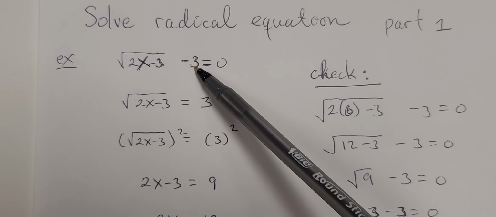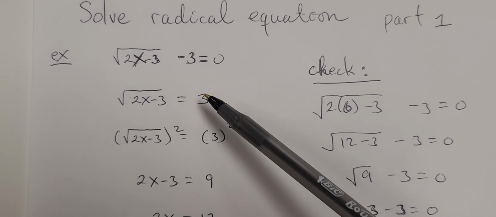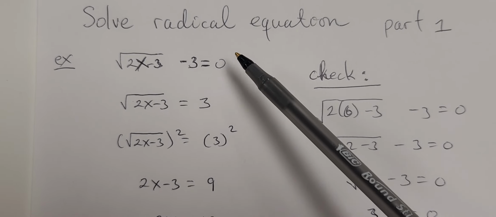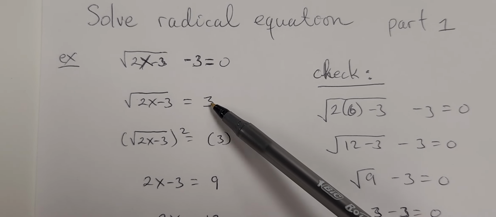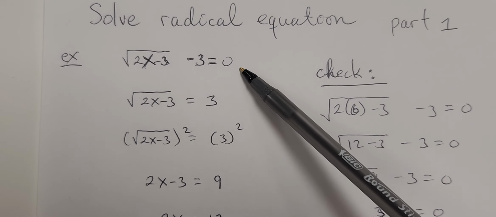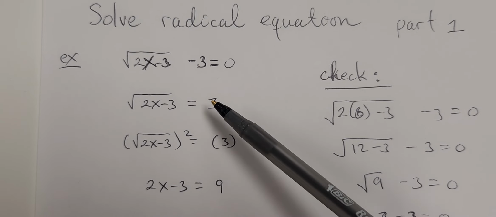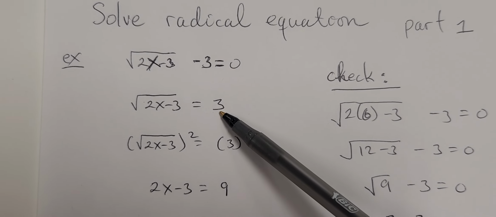So move the minus 3 over to the right side. That becomes positive 3. Again, when you move a number or a letter, make sure it is opposite. So this is minus 3, the opposite is positive 3. Okay?